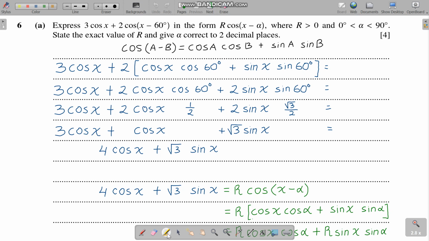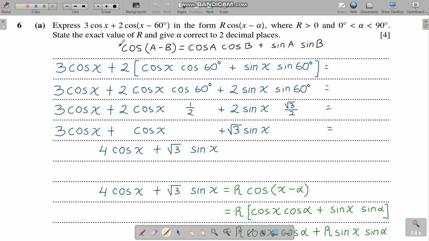Hello everyone, this question is about trigonometry. Part A: express 3 cos x plus 2 cos(x minus 60 degrees) in the form r cos(x minus alpha), where r is positive and alpha is in quadrant 1, with r in exact value and alpha to 1 decimal place. 4 marks.